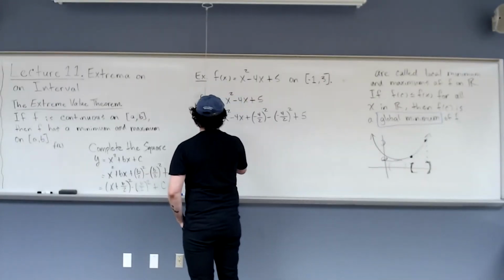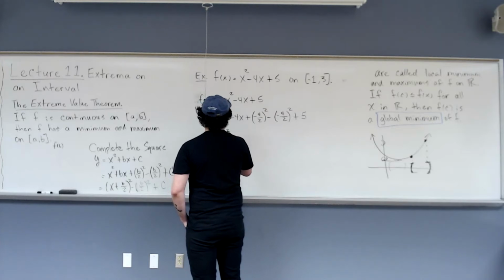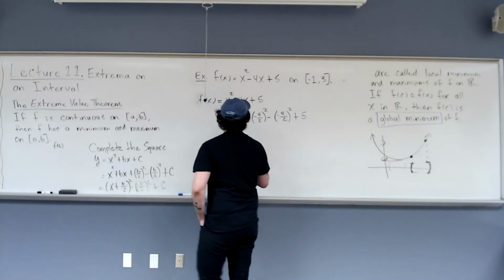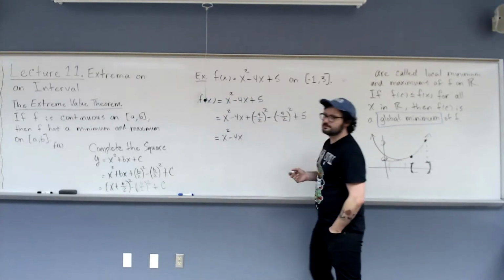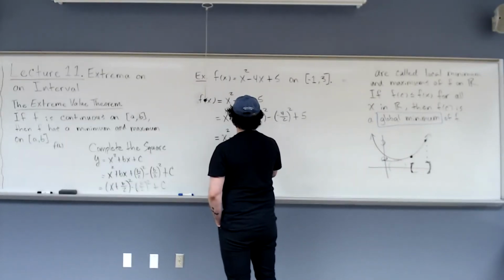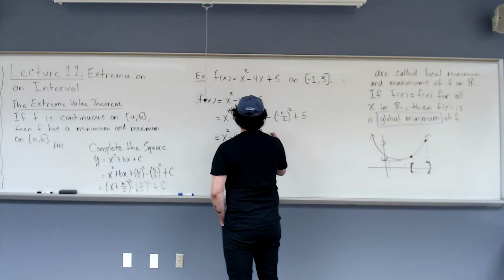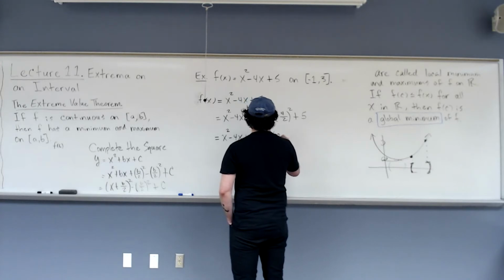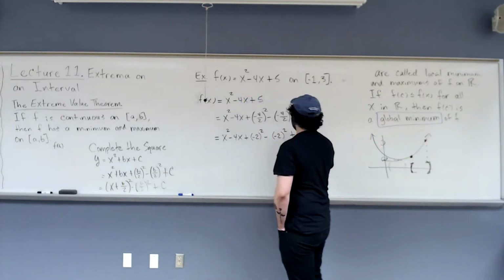So then this becomes x squared minus 4x. So -4 over 2 is just -2, right? Like that.